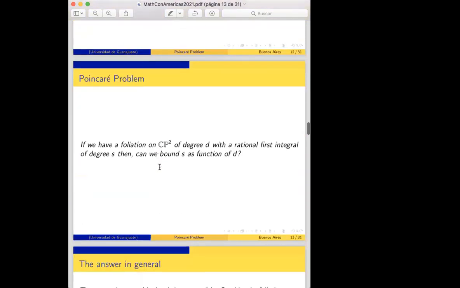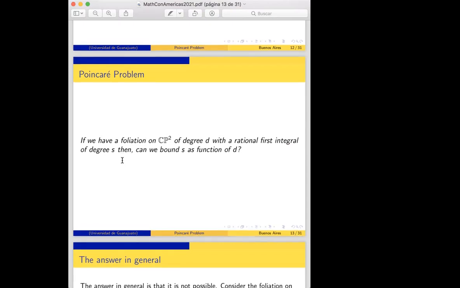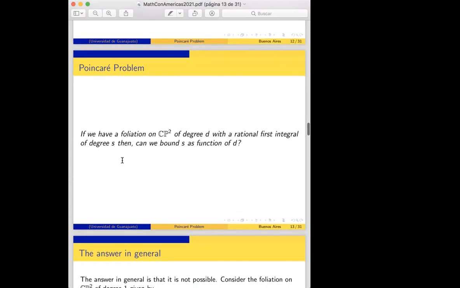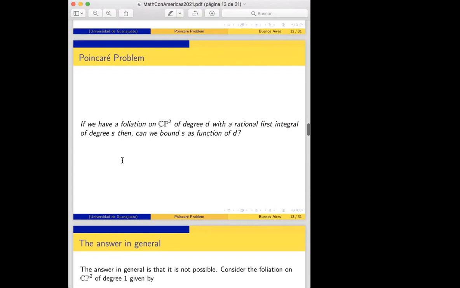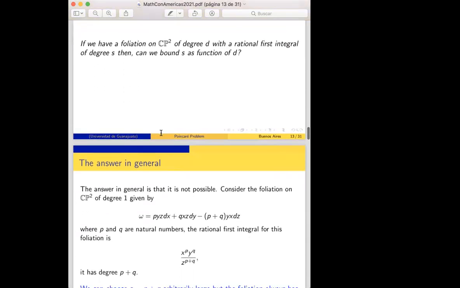I remind you of the Poincaré problem as the following. If we have a foliation on the projective plane of degree d with a rational first integral of degree S, then is it possible to bound S as a function of d? This is the problem. The answer to this question in general is that it is not possible, as the following classic example shows.